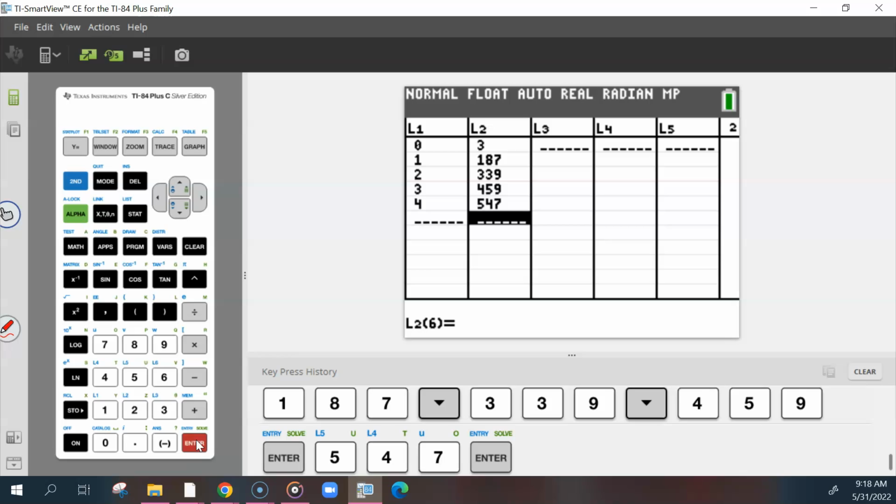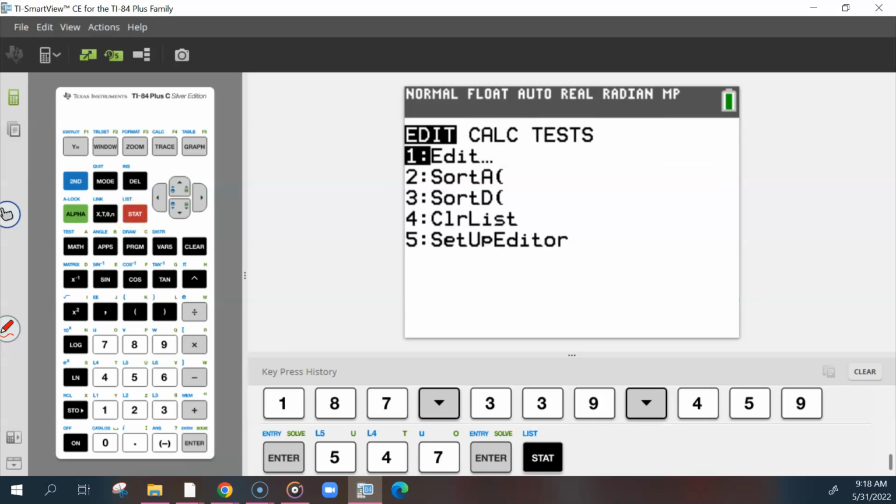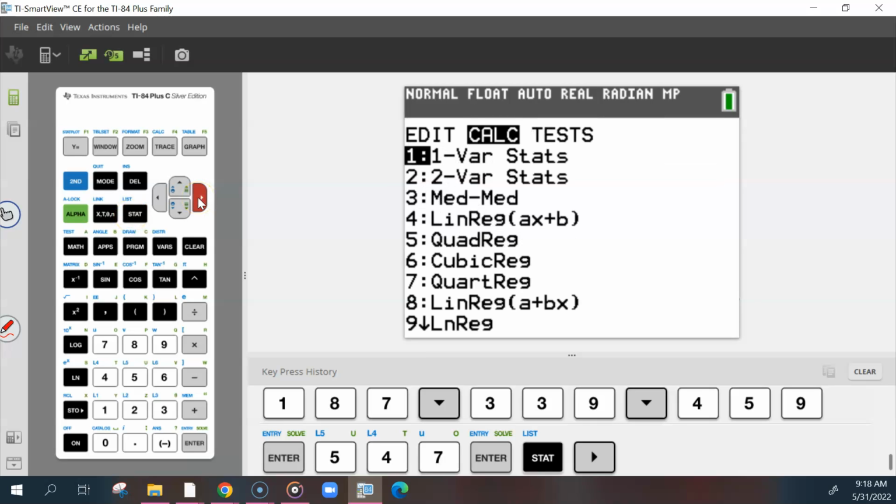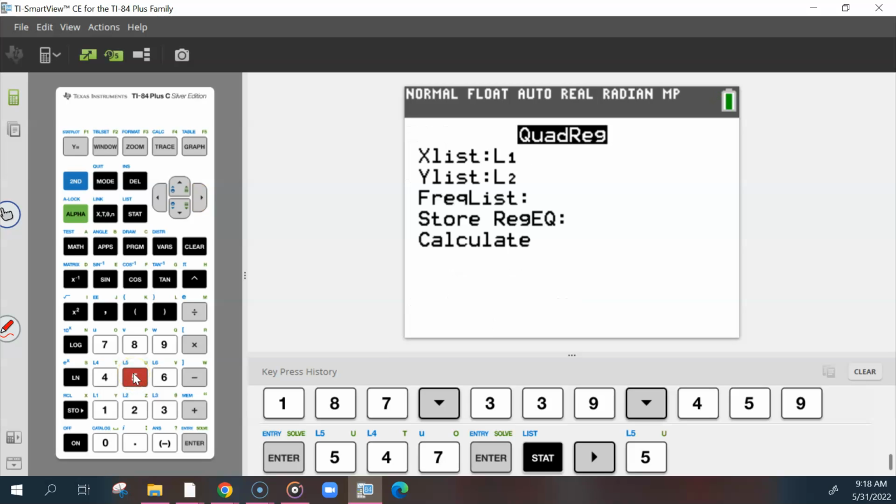What are we in next? Stat edit. This is asking us to use an equation to model the data and find the height after 10 seconds. So that means we need to write our equation, even though it's not asking for that, and then find our answer. So we're going to go into stat, scroll over to calculate, hit number 5.